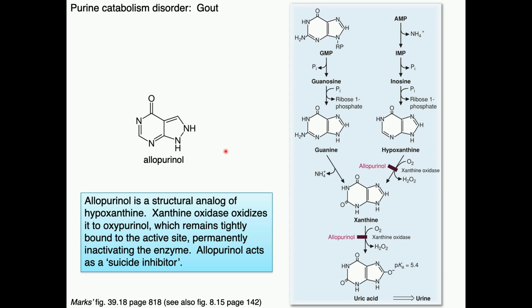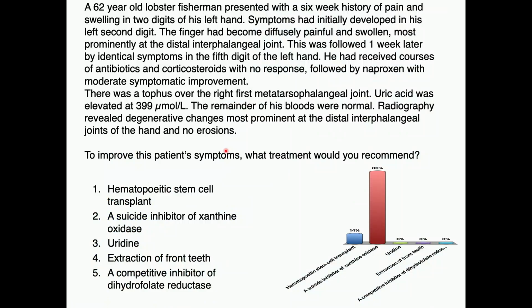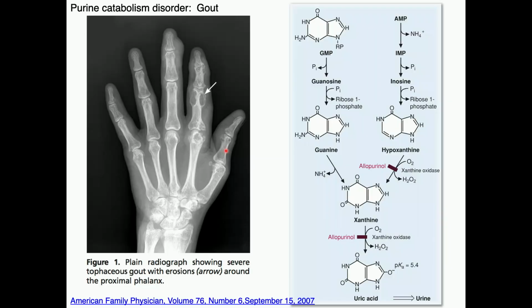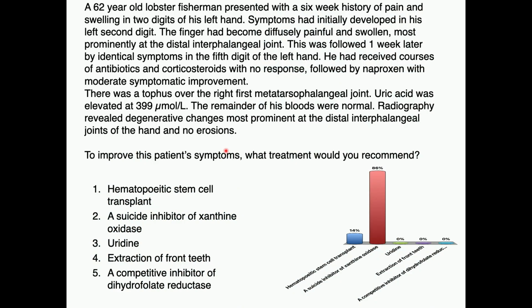Okay, any questions about gout then? So this would be an example of idiopathic gout, or gout that doesn't result from an inborn error of metabolism, but just is an unfortunate consequence of aging. Any occupational contribution to this gout?